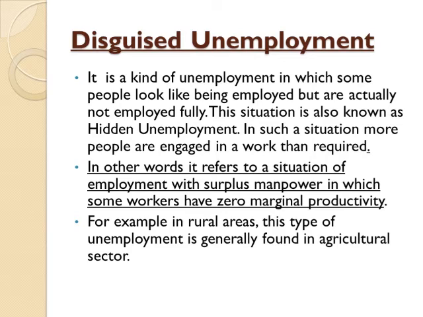Disguised unemployment. It is a kind of unemployment in which some people look like being employed but are actually not employed fully. This situation is also known as hidden unemployment. In such a situation, more people are engaged in a work than required. In other words, it refers to a situation of employment with surplus manpower in which some workers have zero marginal productivity. For example, in rural areas, this type of unemployment is generally found in the agriculture sector.